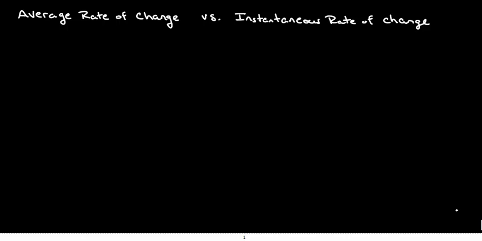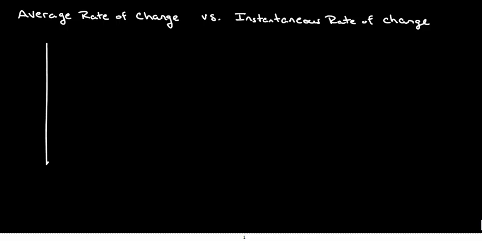Okay, this explanation for average rate of change versus instantaneous rate of change may help you in your physics class. So an average rate of change is an average over some interval. So what I'm going to do is draw a function here.